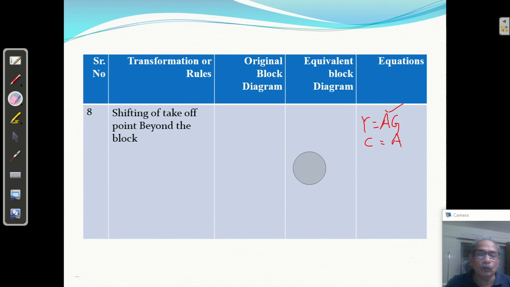Okay, so in the next 3 lectures I will discuss 3 more lectures on block diagram reduction rules. We will solve some problems on each presentation. I will try to solve 2 numericals each, so we will solve 6 numericals on how to simplify the given network.